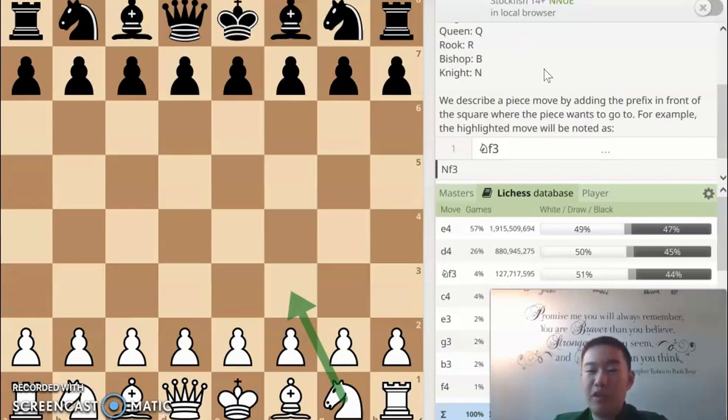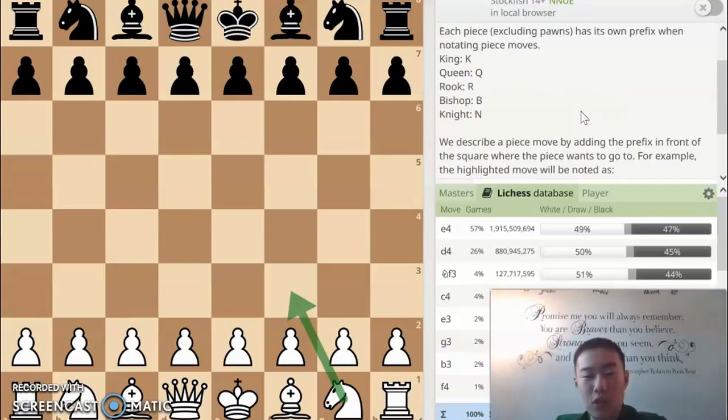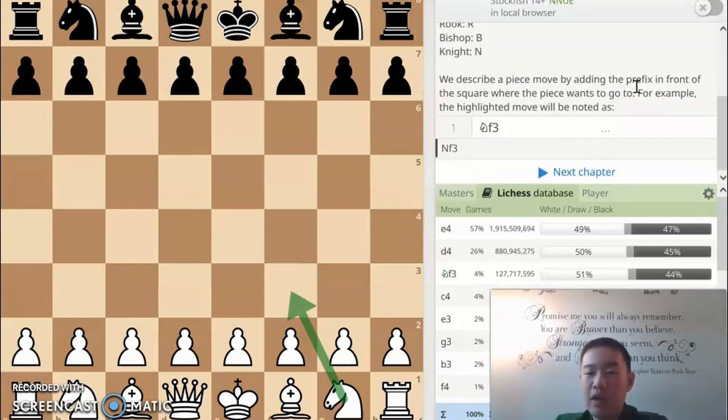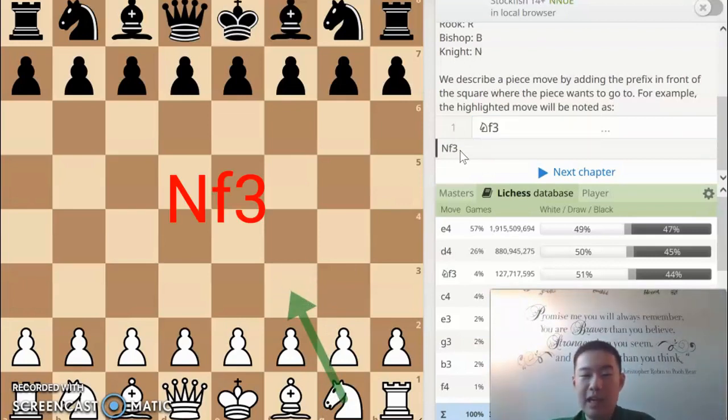We describe a piece move by adding the prefix in front of the square where the piece wants to go. For example, the highlighted move will be notated as... So the knight wants to go to F3. So the move will be N F3, because N is the prefix for the knight, and the square the knight wants to go to is F3.